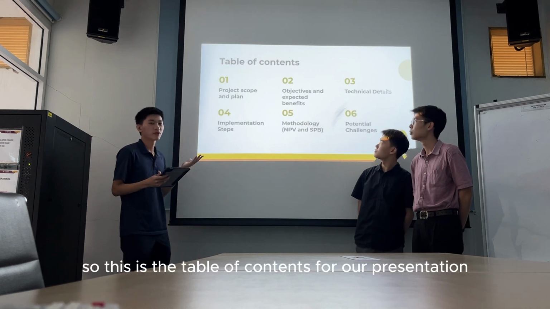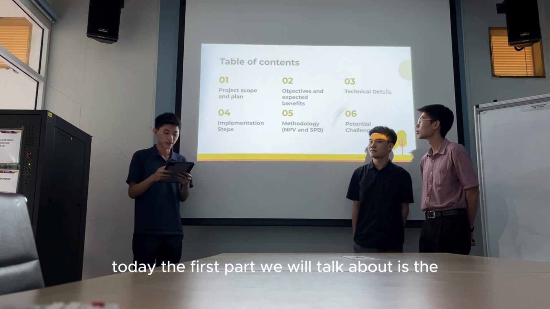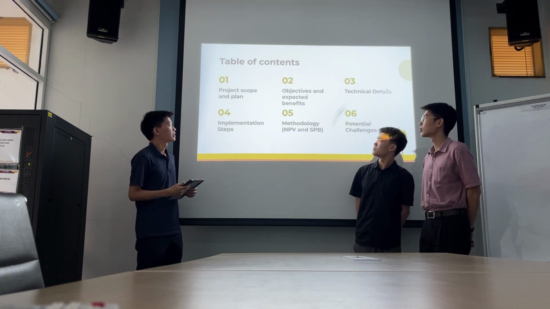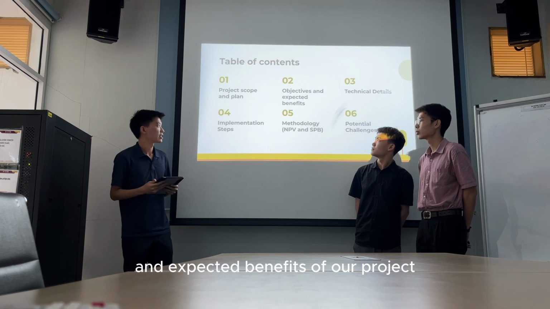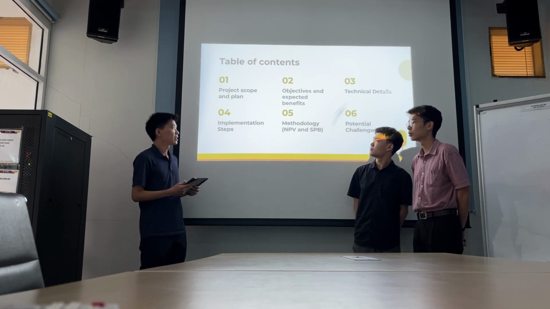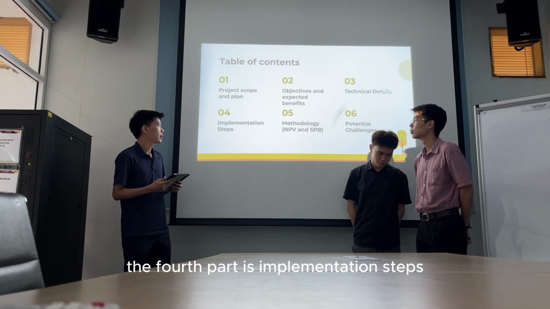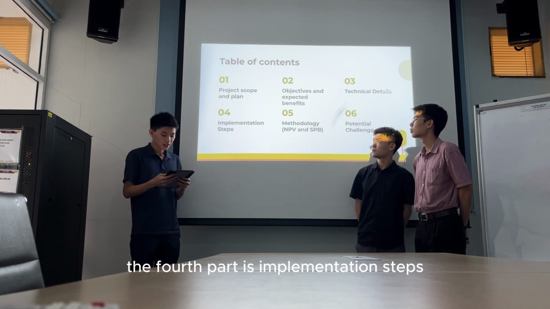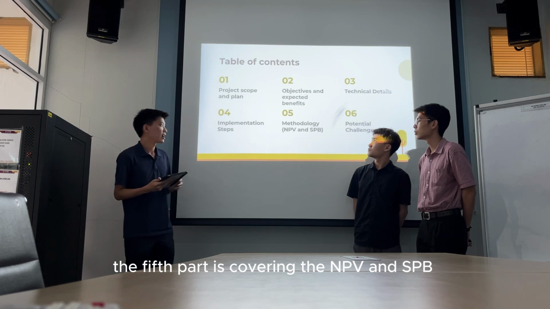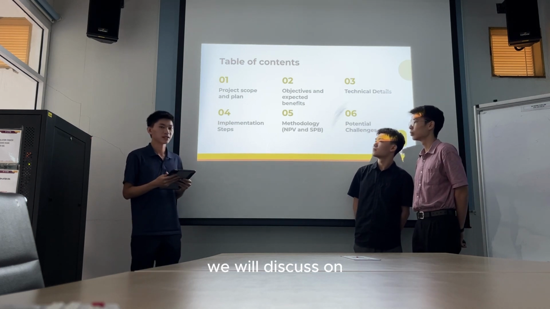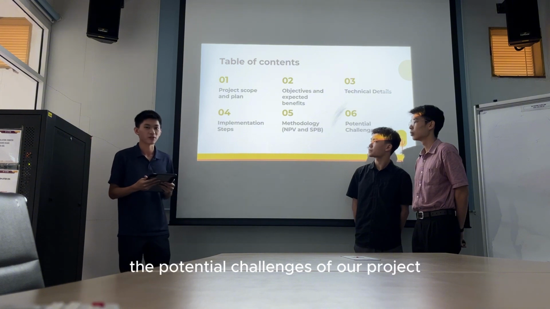So this is the table of contents for our presentation today. The first part we're going to talk about is our project scope and plan. The second part is the objectives and expected benefits of our project. The third part is the technical details of the project. The fourth part is implementation steps. The fifth part is covering the NPV and SPP, which is the methodology. And the final part, which we will discuss on the potential challenges of our project.